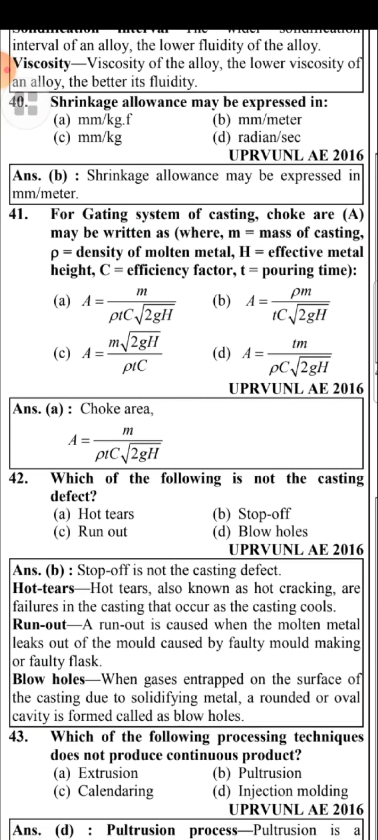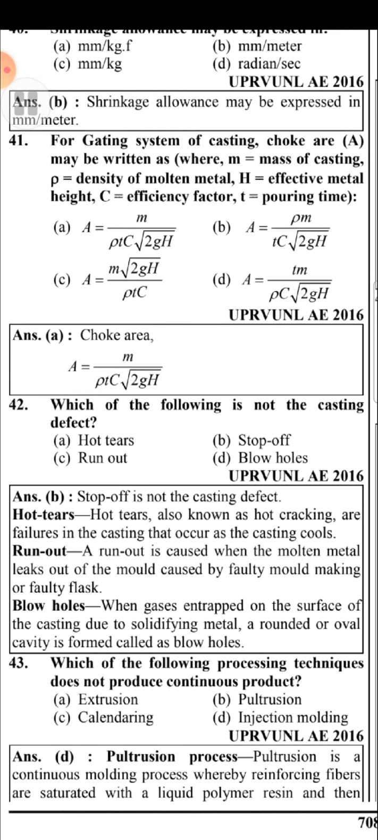Which of the following is not a casting defect? A stop off is not a casting defect. Hot tears, also known as cracking, are failures in the casting that occur as the casting cools. Runout is caused when the molten metal leaks out of the mold due to faulty mold making or a faulty flask. Blowholes: when gas is entrapped on the surface of the casting due to solidifying metal, a round or oval cavity is formed, called blowholes.